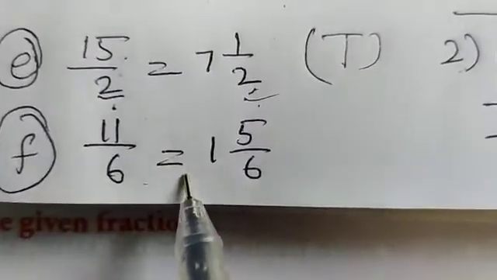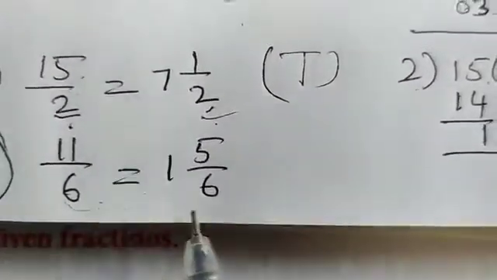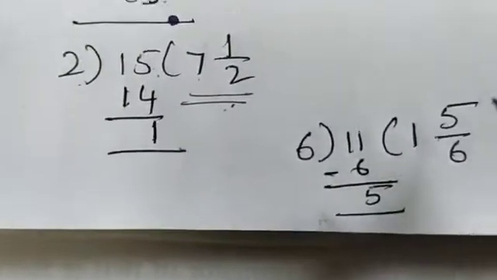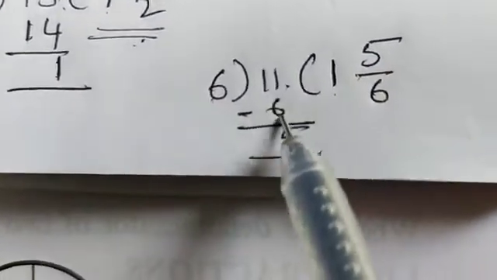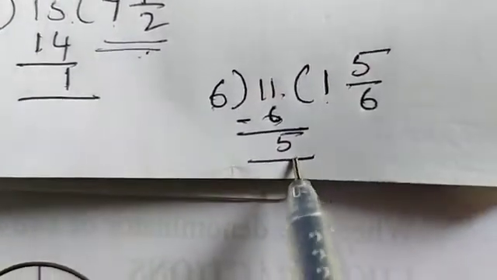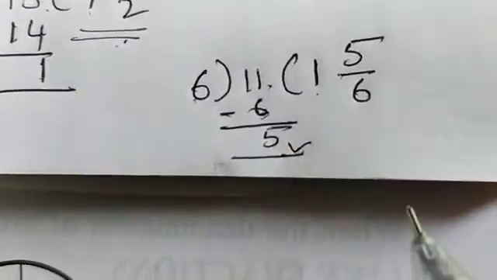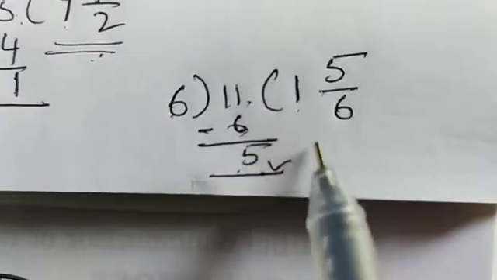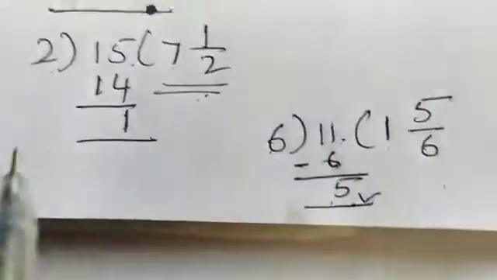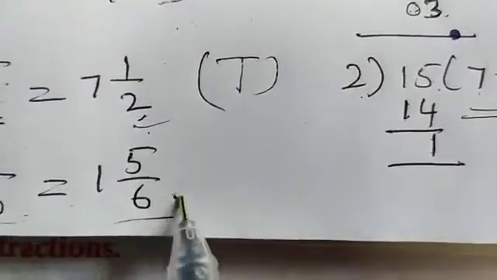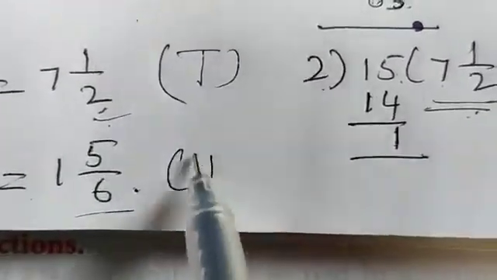11 by 6. So denominators are same. We will divide and we will check it. When you divide 11 with 6, 6 ones are 6. And when you subtract 11 minus 6, you will get the answer 5. Once you check it better. And this fraction can be written as 1, 5 by 6. So the answer given is 1, 5 by 6. Same answer. So it is true.